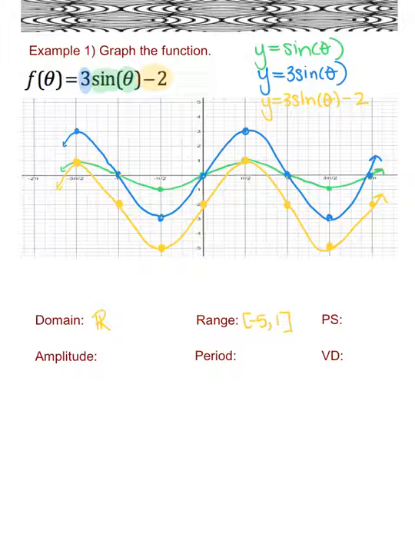The phase shift, there was none. The amplitude is 3. There wasn't a period change, so the period is still 2 pi. And my vertical displacement is down 2 units, or you're welcome to write -2. So there's my first example. Let's look at the next one.